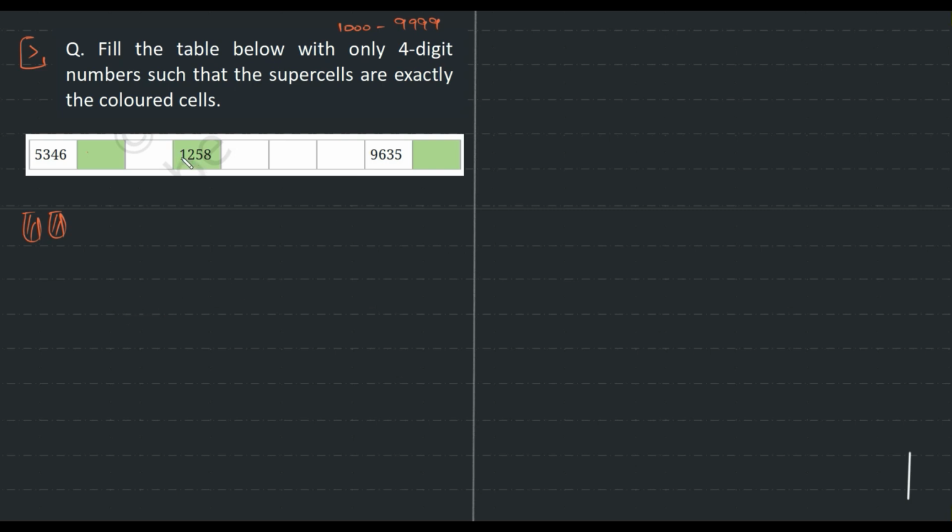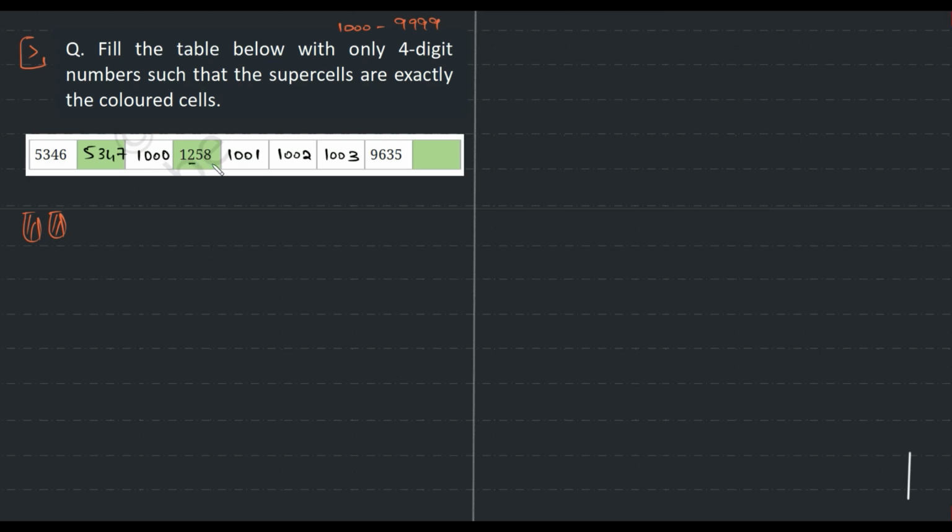Okay, let me do that. So 1258 has to be a supercell. For that, I can make this as 1000 itself. And this says 5347, right? That makes it a supercell. And this again, I can make it any other number. This should not be a supercell, remember. So this has to be, say, 1002. And this has to be 1003, right?